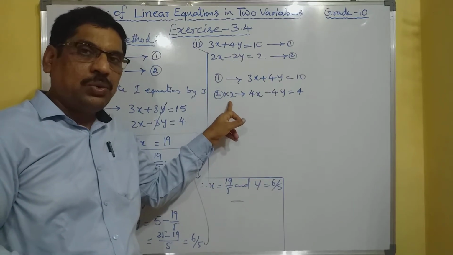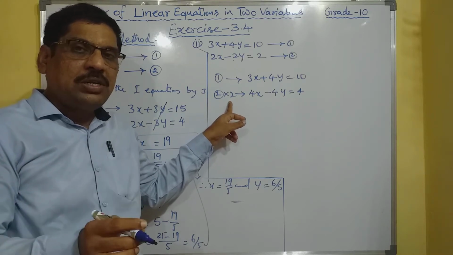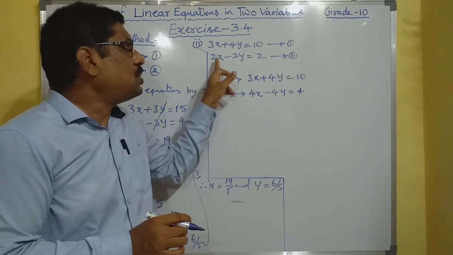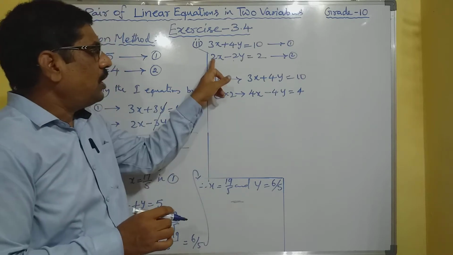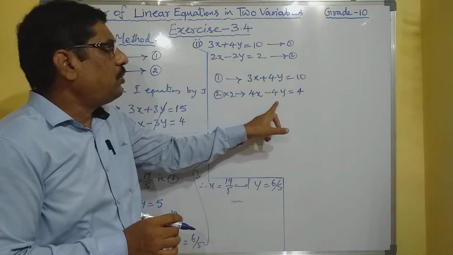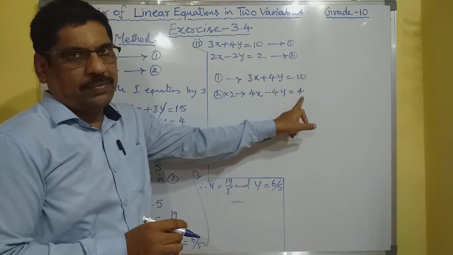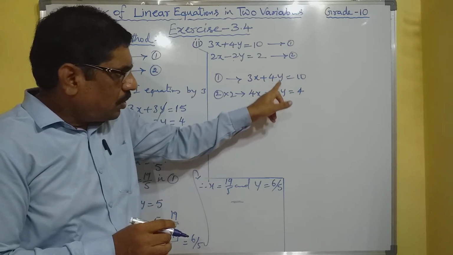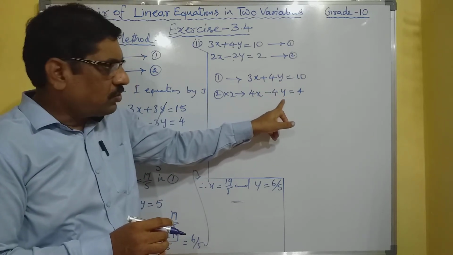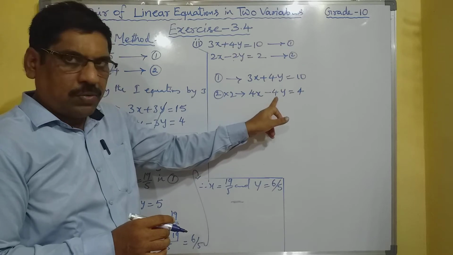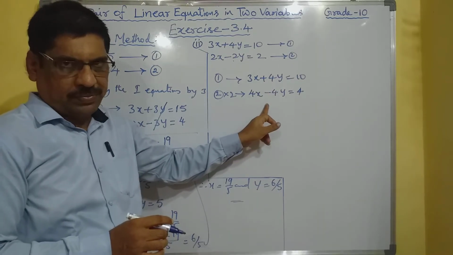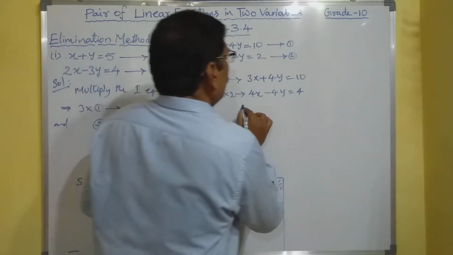Here you observe, the first equation we have taken as it is, and the second equation I multiplied with 2. Multiplying the equation means we should multiply each and every term of the equation. 2x into 2, minus 2y into 2, and 2 into 2, 4. We get the same number for the coefficients of y, 4, 4. Of course, plus 4 and minus 4.